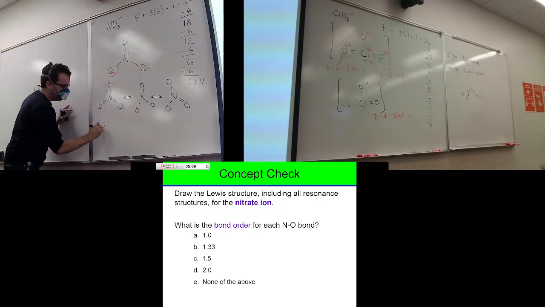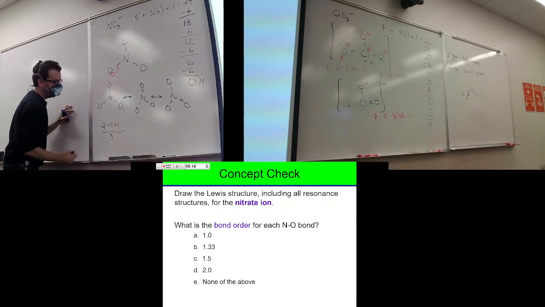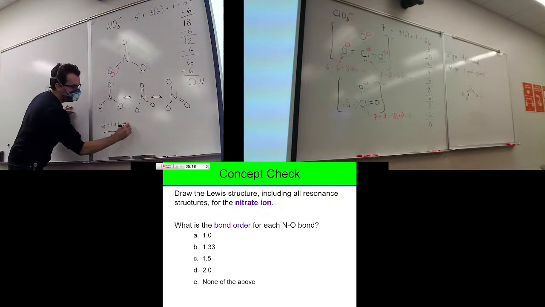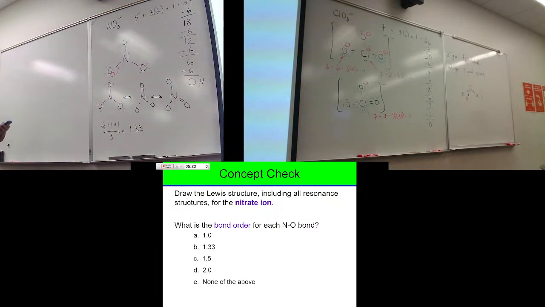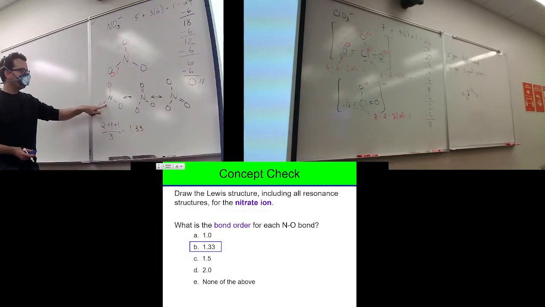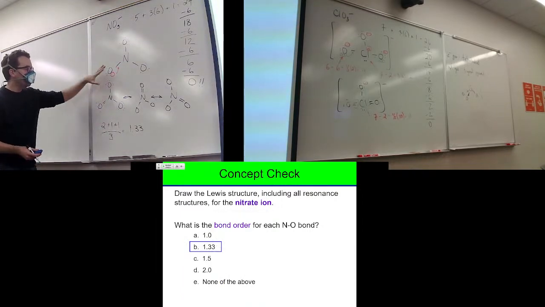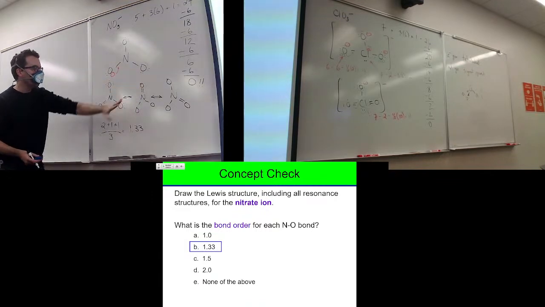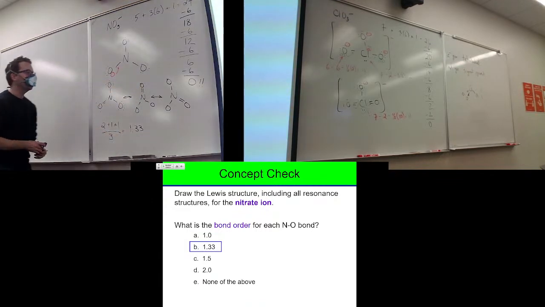One of them is a double bond. The other is a single. And the third one is a single bond. And that's out of 3 bonds. So 4 out of 3 is 1 1/3, 1.33. So that's the bond order. So it is not just a single bond and a double bond, but the bond order of all of the nitrogen-oxygen bonds is technically 1 1/3.